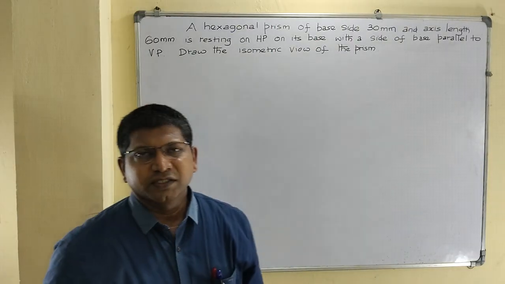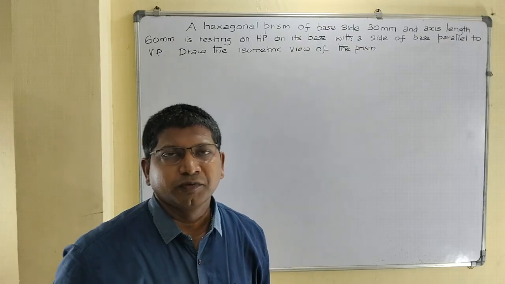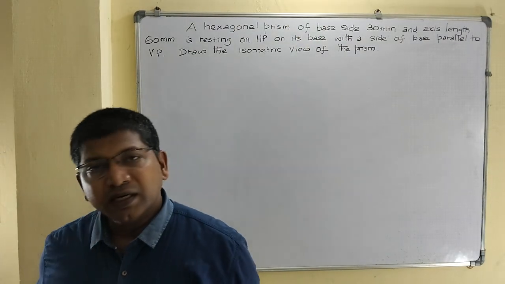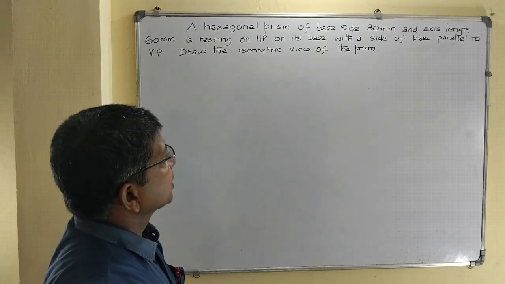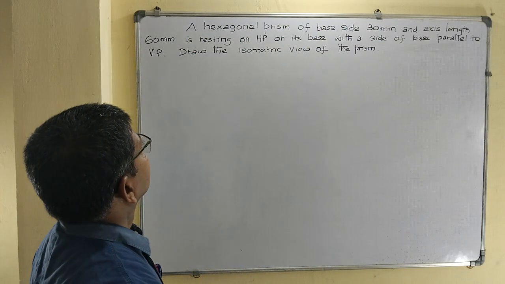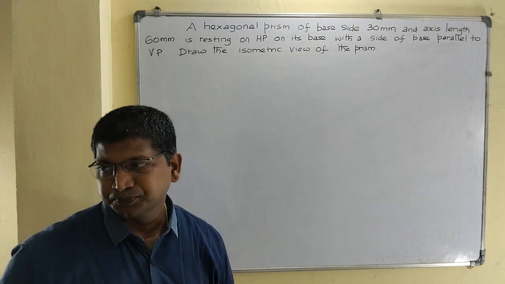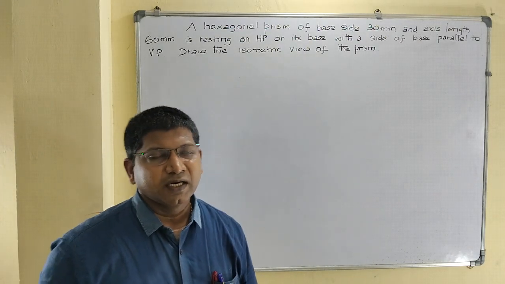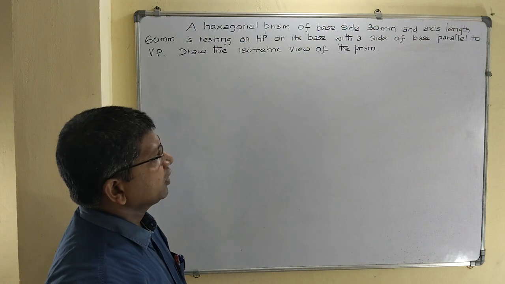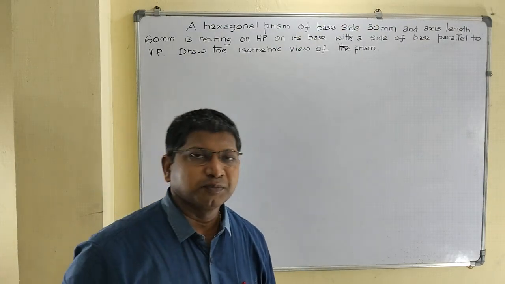Now we are going to discuss the isometric view diagram. Question: A hexagonal prism of base side 30 mm and axis length 60 mm, resting on HP on its base, with a side of base parallel to VP. Draw the isometric view of the prism.